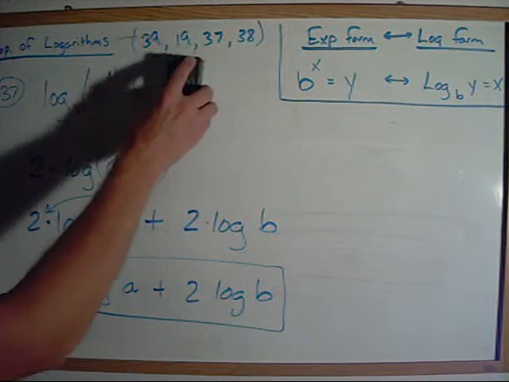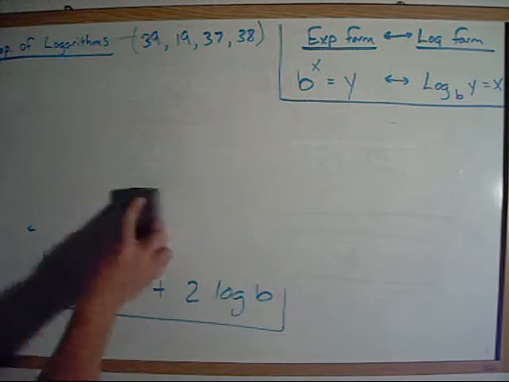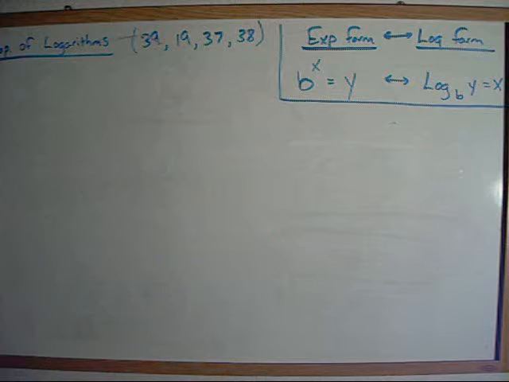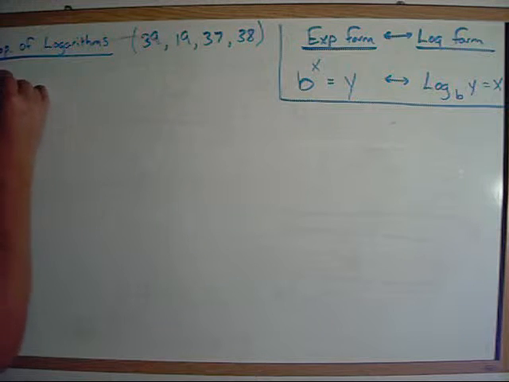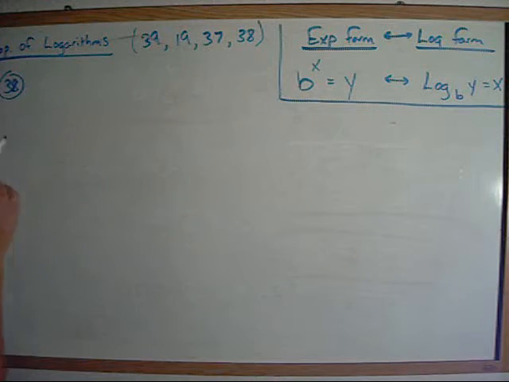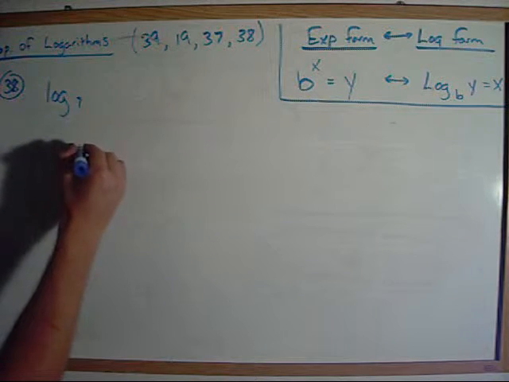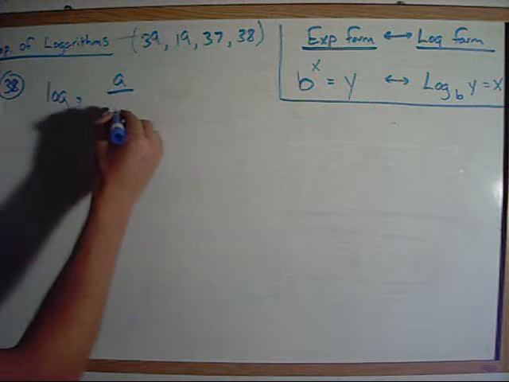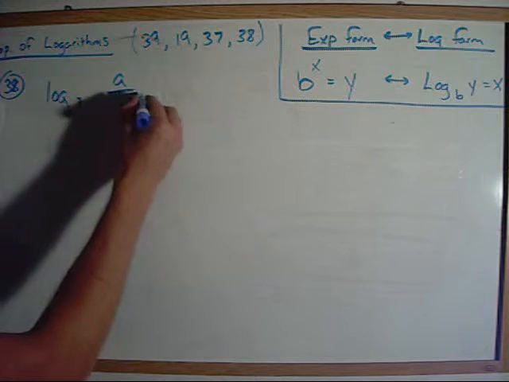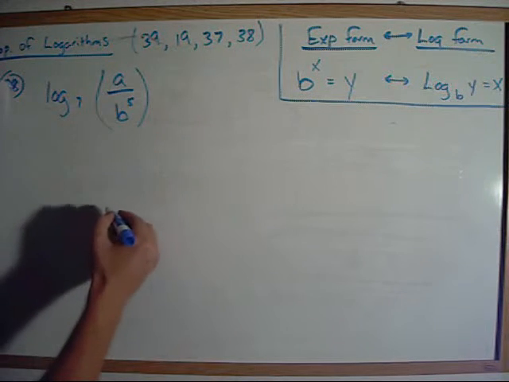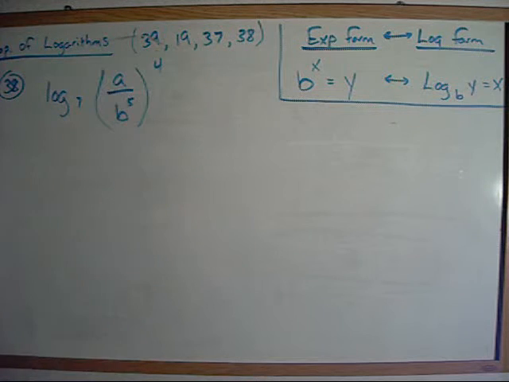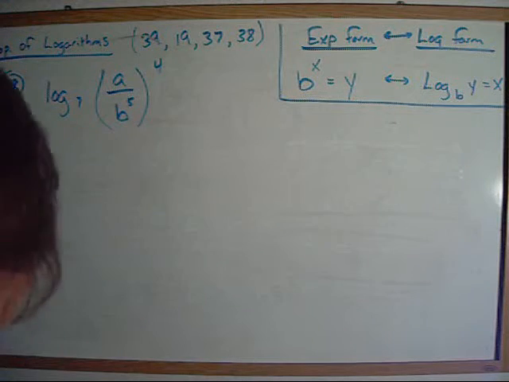Question number 38, and this is the last one. I think I'll work this one a different method than I did the last one, just so you can see a variety of ways to do this. There's a lot of different properties going on here. You can use them in different orders. So it looks like log base 7 of a over b to the 5th, all raised to the 4th power. Alright, log base 7.